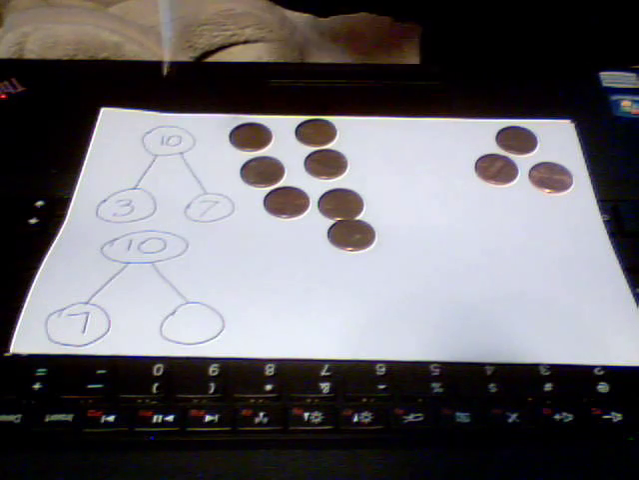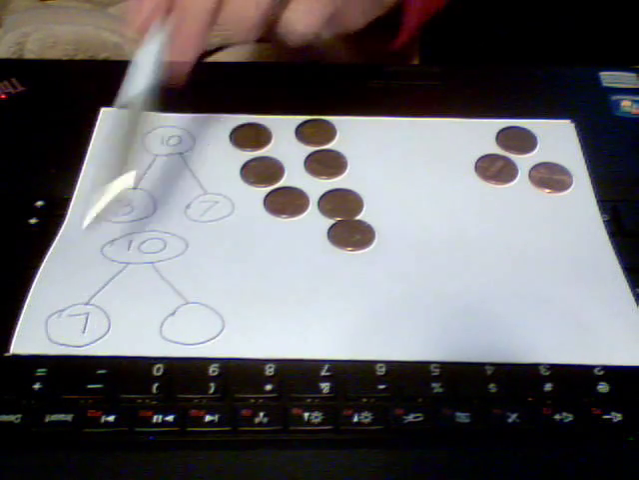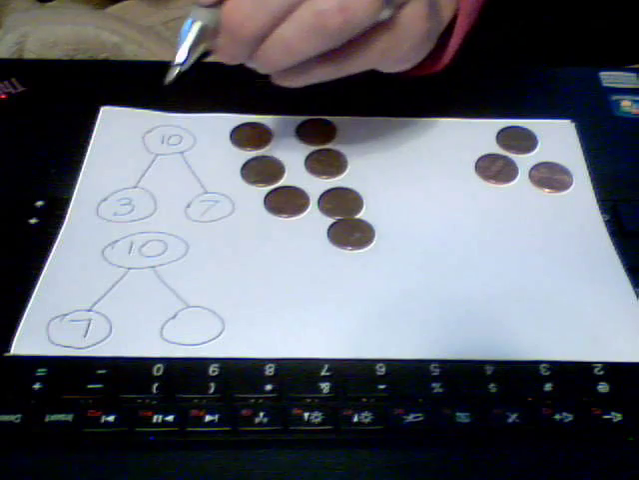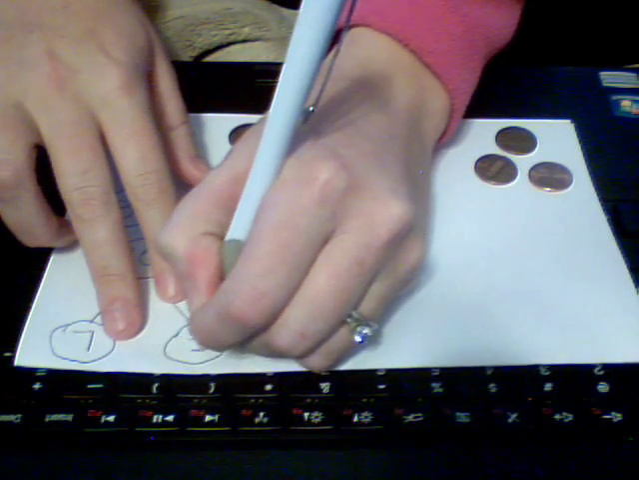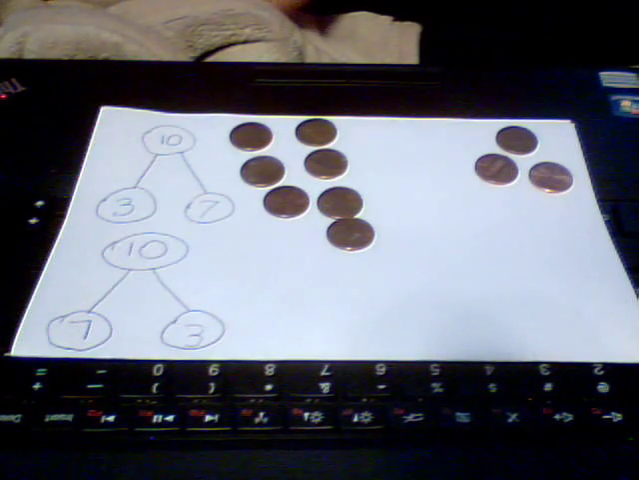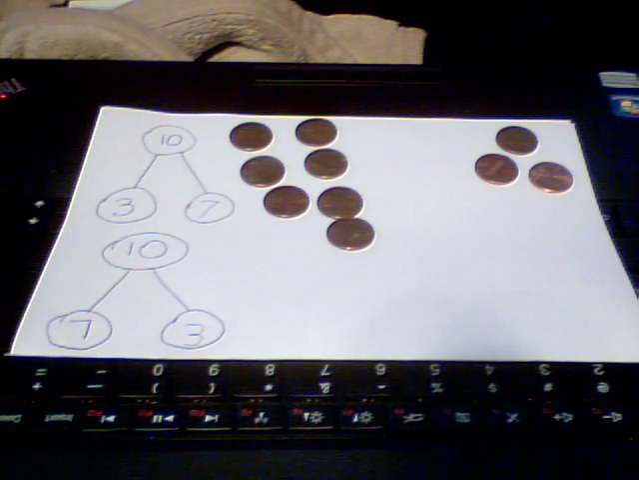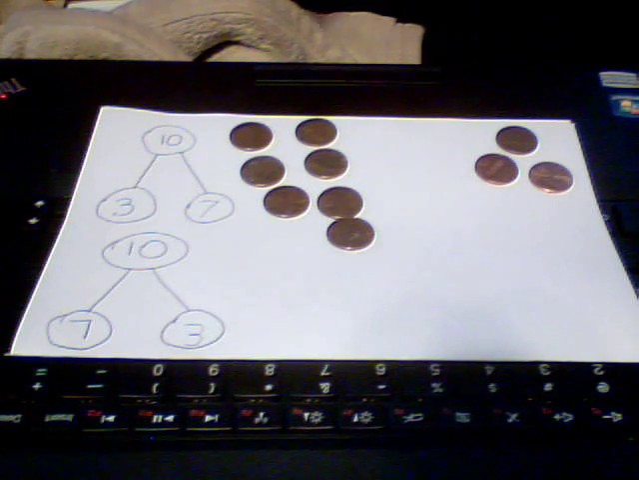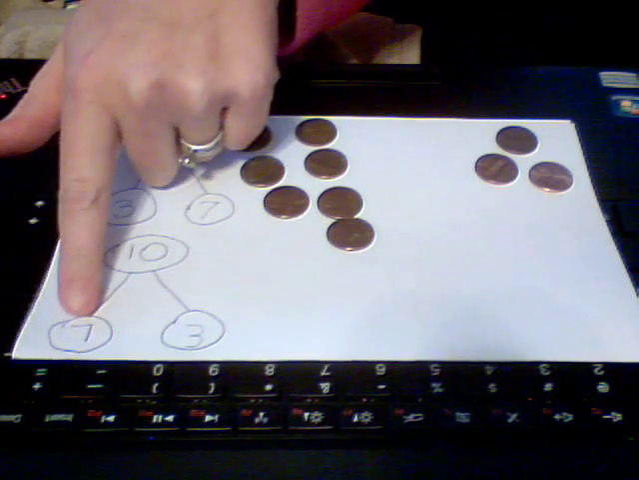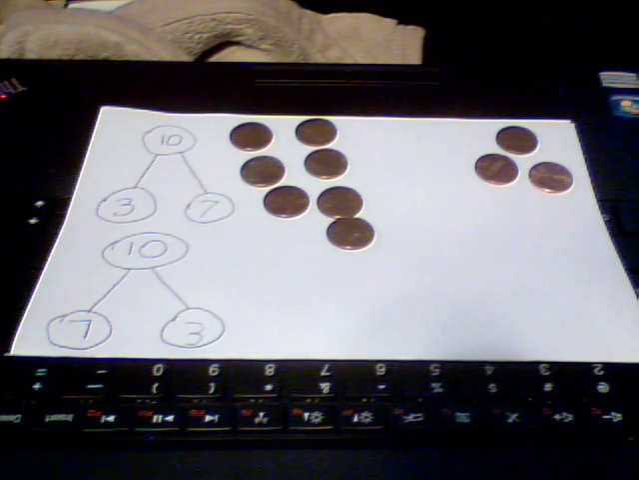So I can fill in my number bond. 7 plus 3 equals 10. I will be sending home a paper in the next day or so about how to fill in number bonds when you have already been given the first number. If you bring it back done, complete, then you will earn a treat.